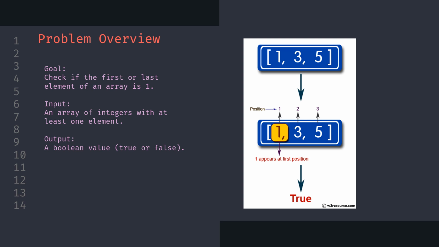Our goal is to create a function that checks if the number 1 is present at either the first or last position in an array. The array must have at least one element. If the condition is satisfied, the function will return true, otherwise it will return false. This is a fundamental concept that can be extended to many array-based operations.